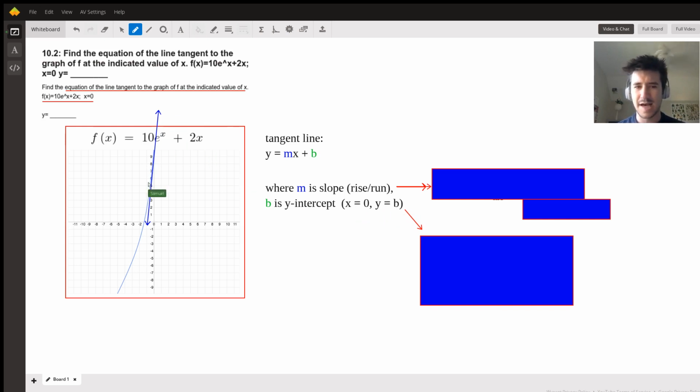Based on the way that this line looks, I'm predicting that the slope is going to be positive and pretty big, maybe something like 10 or 20, not quite sure. And the b, or y-intercept, is also positive and pretty tall, like 10, not quite sure yet.